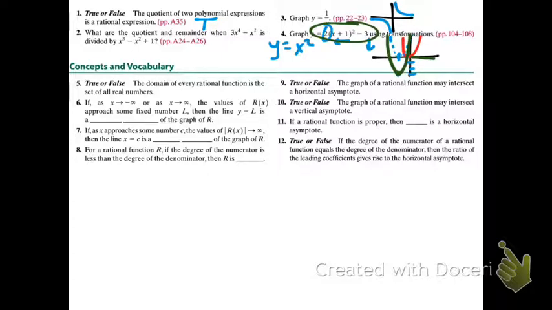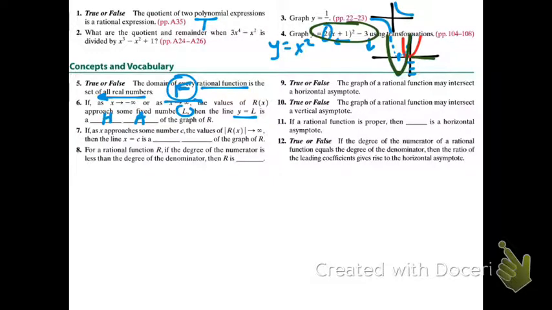Okay, so number 5, the domain of every rational function is the set of all real numbers. And you should have said no way, because that's when we have restrictions on our domain, when we're dealing with rational functions. Okay, so if as x is approaching negative infinity, way out that way or way out this way, the values of r approach some fixed number L, then y equals L is a horizontal asymptote. So that's good. We can put HA in there.